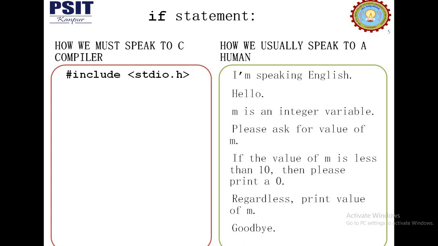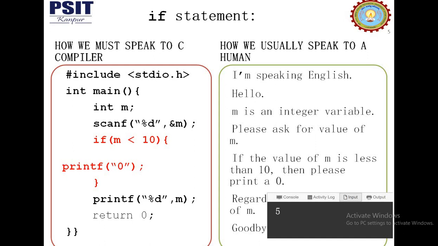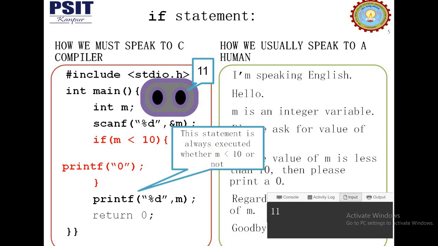Goodbye. So the same thing I am saying in a program also: int m, scanf, then these things, printf, right? Else is not used in this program. This printf of the m value is being printed ultimately, and this is a simple if. Now we'll see this execution result. 5 is given, 5 is less, so 0 is being printed, and if the value is 11, then that value will be printed because this is not less than 10, right?